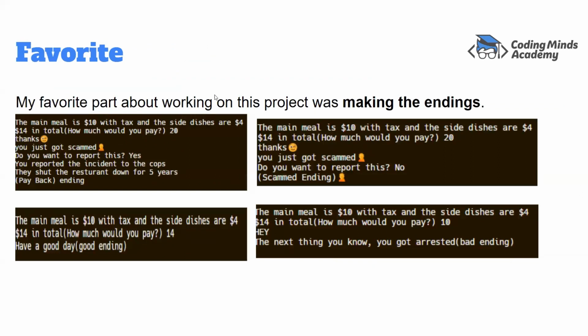My favorite part about working on this project was making the ending. My favorite ending is the main meal is $10 with tax and the side dishes are $4. And when you pay overpriced, they scam you, and you don't want to report it.